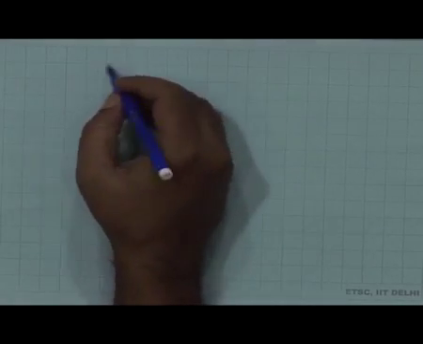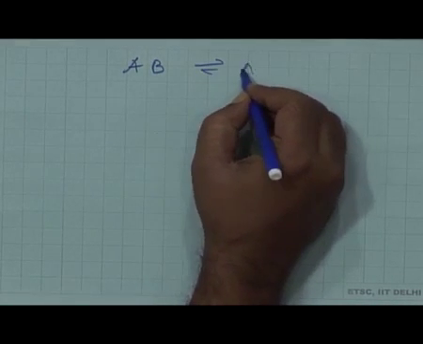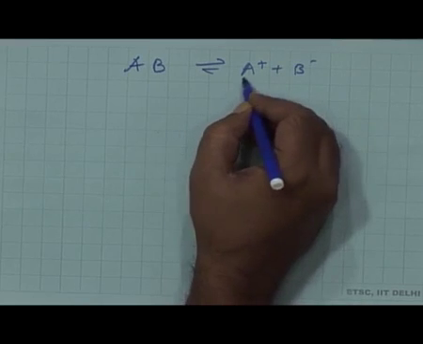You can come across different salts like AB, which goes to A+ plus B- aqueous.